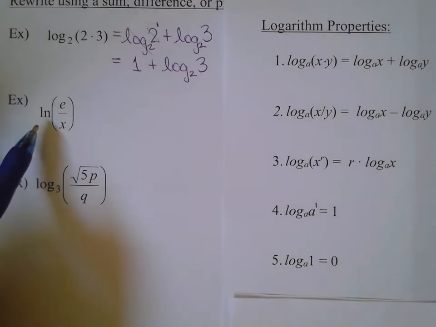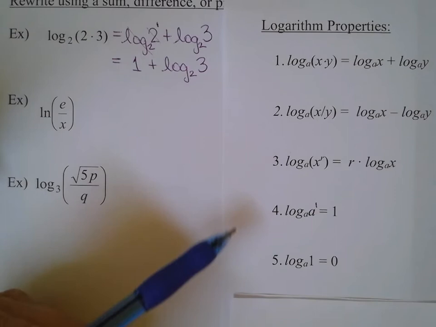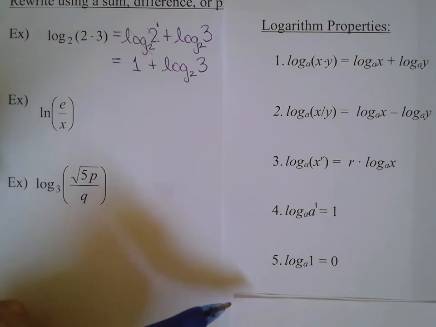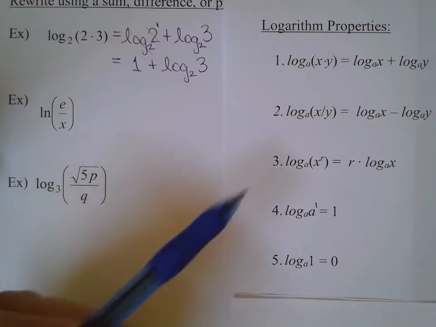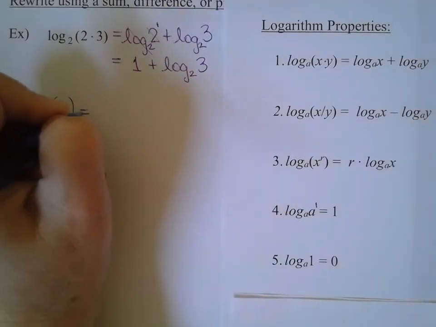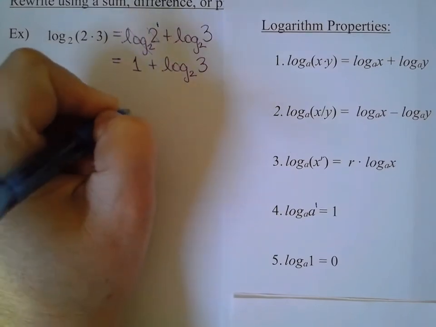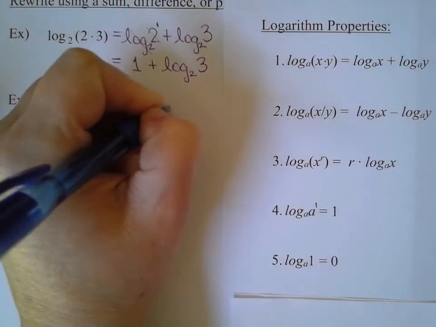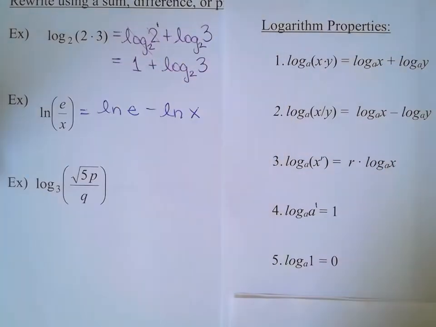This is a natural log, which means it's a log base e, but it still obeys all of these properties. So which property can we use here to break this up? It's division, so definitely property number 2. So this would be the natural log of e minus the natural log of x. Notice it's the numerator minus the denominator every time.